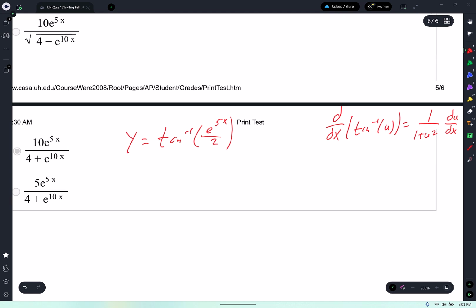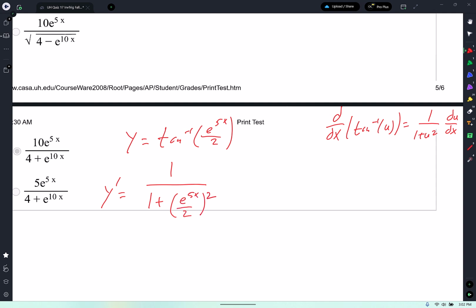Y'all ready? Yeah, this one's not as bad. This one's pretty straightforward. Y prime equals 1 over 1 plus (e to the 5x over 2) squared, times the derivative of e to the 5x over 2. So the derivative of that is itself, so e to the 5x over 2 times what? Times 5. Chain rule. Right? No, because there's no variable in the denominator. This is a constant. You could have rewritten it as 1/2 e to the 5x. Yeah. If you have a constant, you could have always rewritten it as 1/2 e to the 5x.